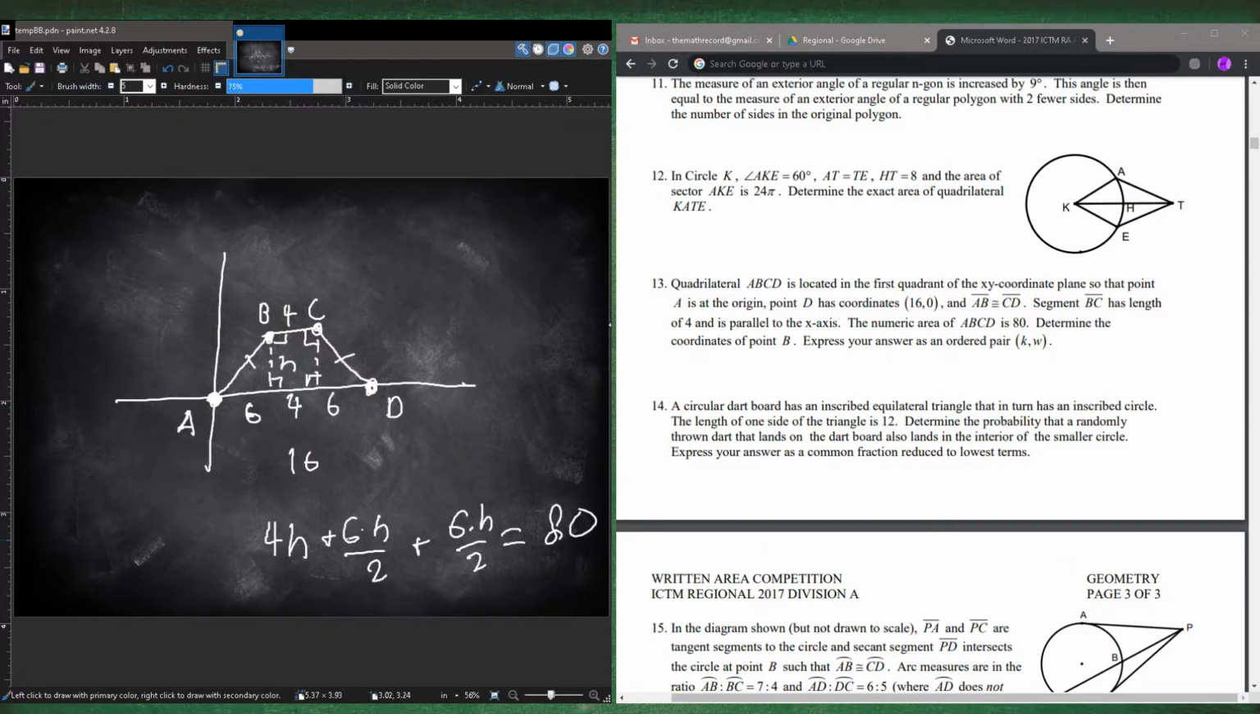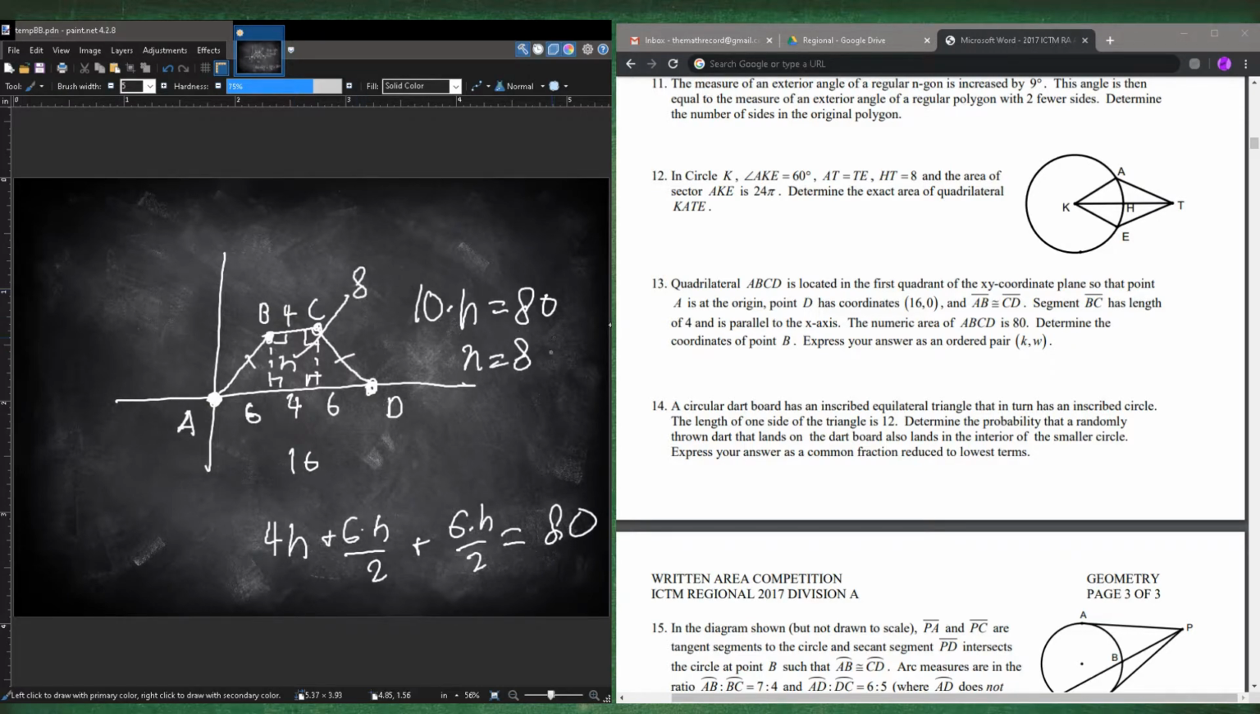Okay? So 6 times h divided by 2 is 3h, which is the same thing for both of these because they're the same. So 3 plus 3 is 6, plus 4 is 10. So that's 10 times h is equal to 80. So our height is equal to 8. So now we know our height is equal to 8.